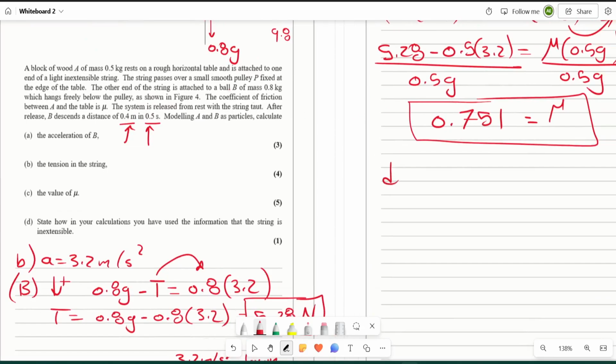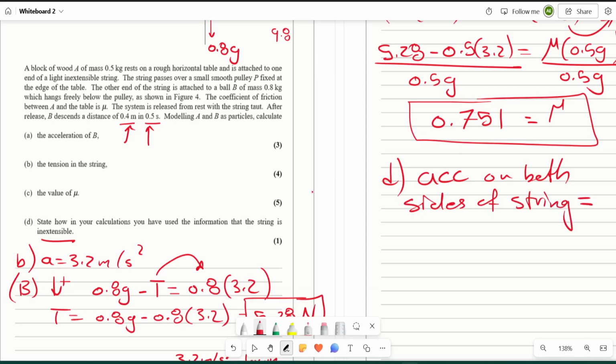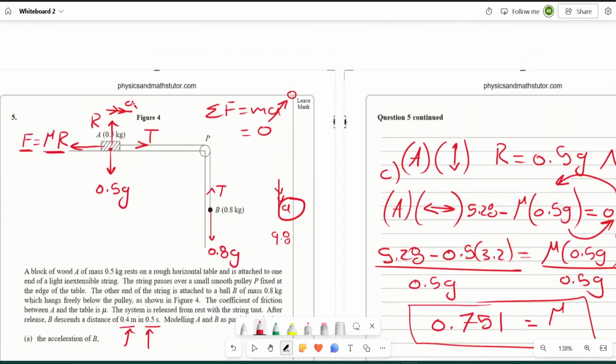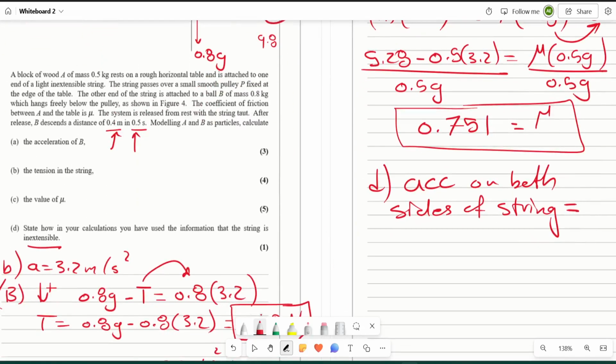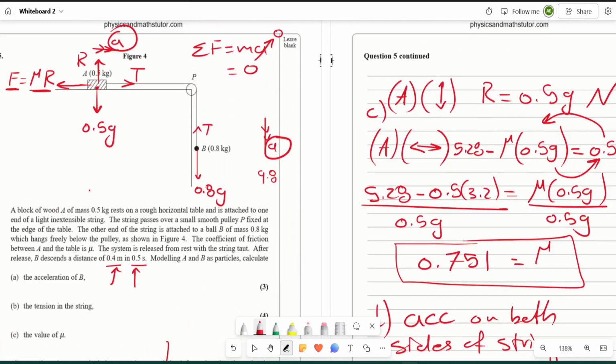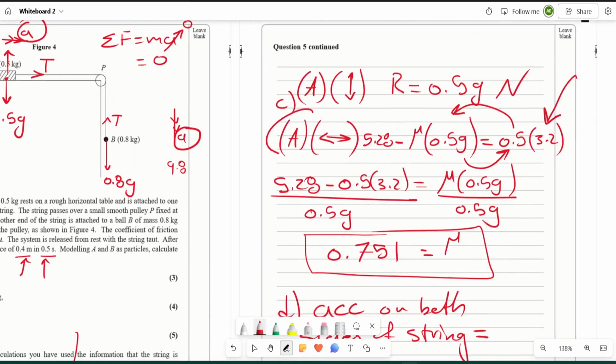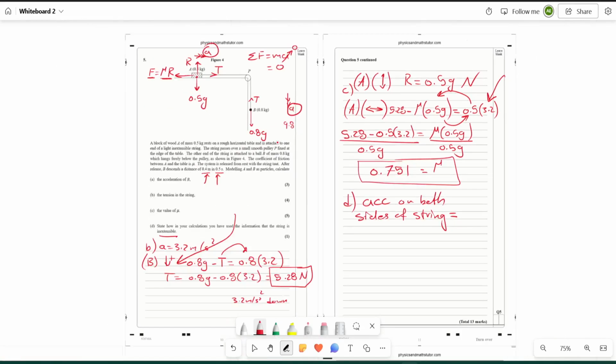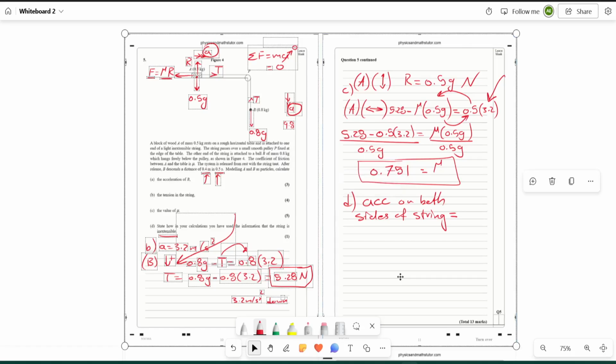Now, question D is why I always stress on how to know the assumptions. It says, state in your calculations how you've used the information that the string is inextensible. You can say that acceleration on both sides of the string are equal. Yes, and we showed this by saying that this acceleration is a, this acceleration is a. We used 3.2, which is the value of acceleration when we resolved for particle B, and we used the same 3.2, the same acceleration, when we resolved for particle A. So this is what the question wants to see from you.